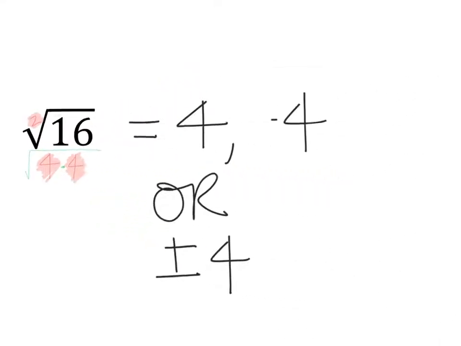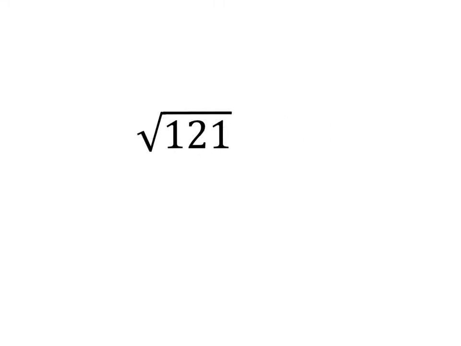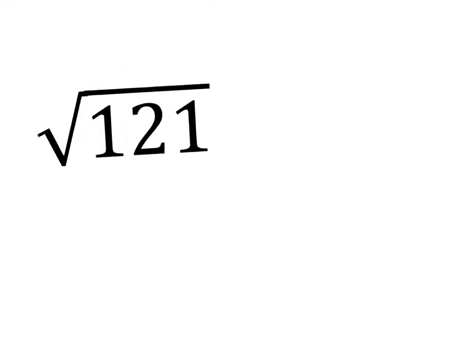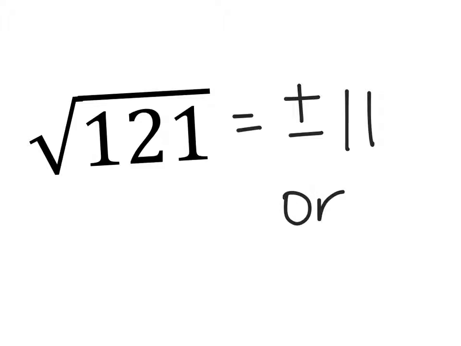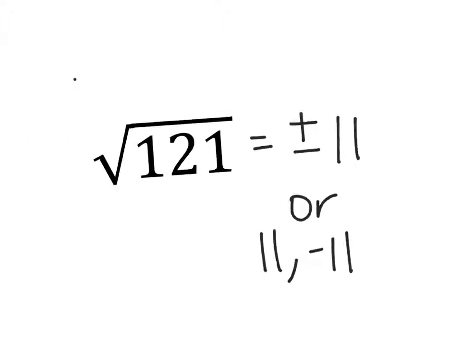So looking at our next example, we have the square root of 121, which you probably know without having to do a whole lot of thinking about it, is going to be 11. Don't forget that it is a positive and a negative 11. So you can write plus minus 11, or you can write 11 and negative 11. Again, both answers are mathematically correct.